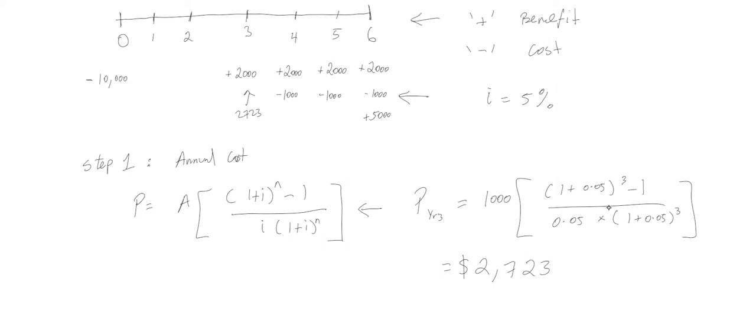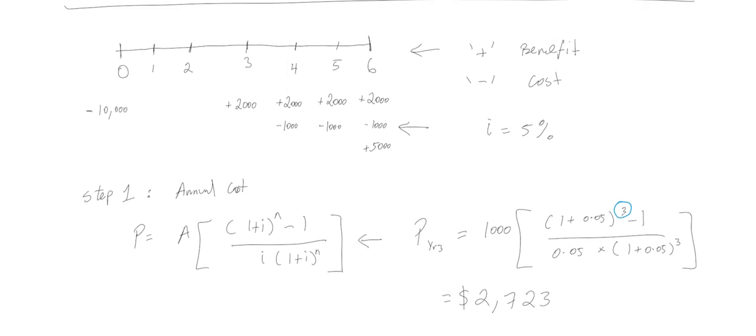Before I do that, I just want you to note this 3. How did I get the 3? Well, if you go back to your timeline, how many payments do I have? I've got 1, 2, 3, and that's where I got my 3 from. So 3 payments, that's why n is 3.